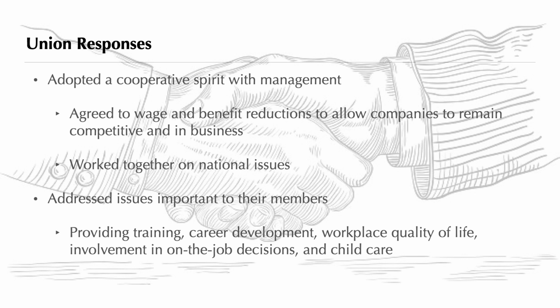One union response to the drop in membership has been to adopt a more cooperative spirit in their dealings with management. For example, during the 1980s, labor and management in some industries agreed to wage and benefit reductions to help their companies remain competitive in the marketplace. Additionally, labor and management have come together on other national issues. For example, both groups have opposed rapidly rising insurance costs for businesses.